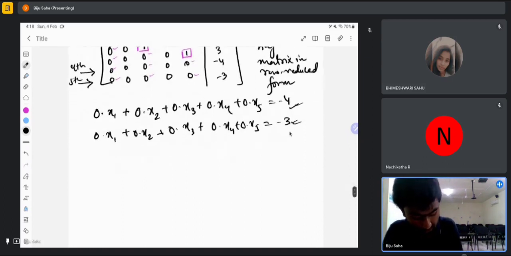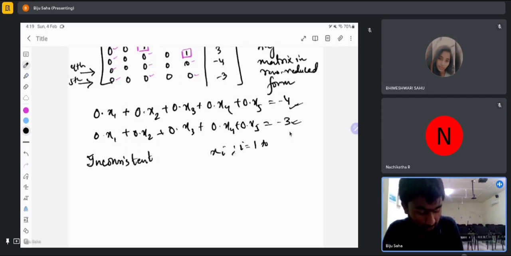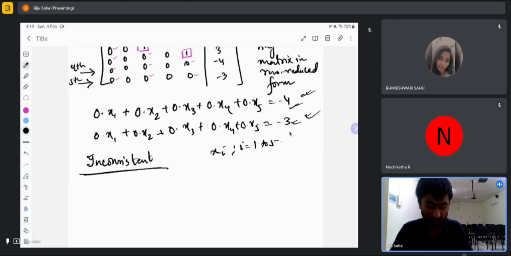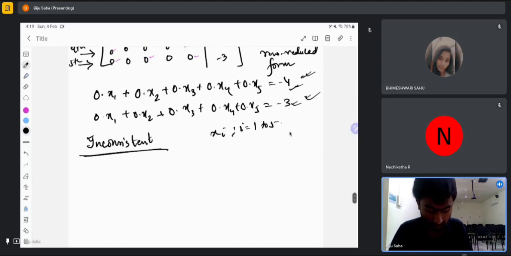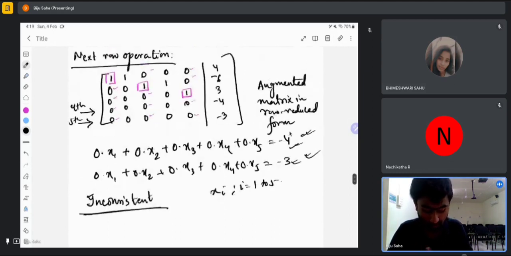So that makes the system inconsistent, because no values of xi, where i goes from 1 to 5, will satisfy these two equations in any scenario. It won't satisfy. That is why this system is inconsistent. The same conclusion can be arrived at if you calculate the rank of the reduced matrix.